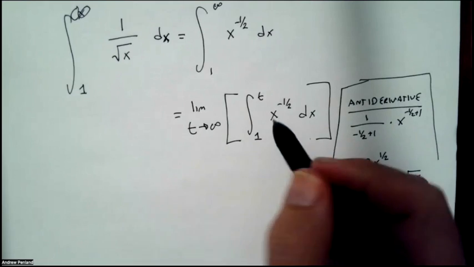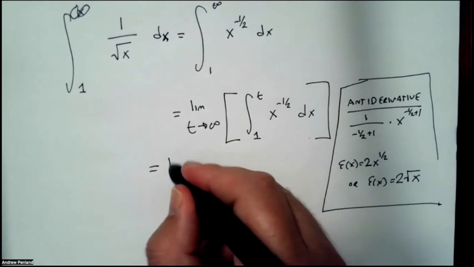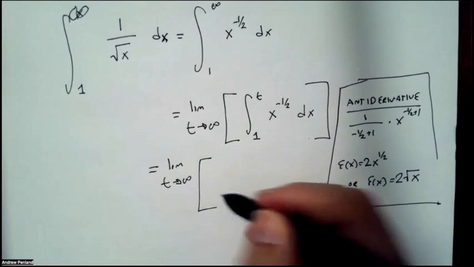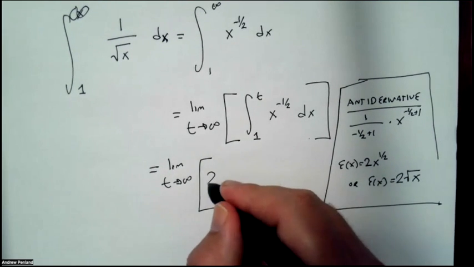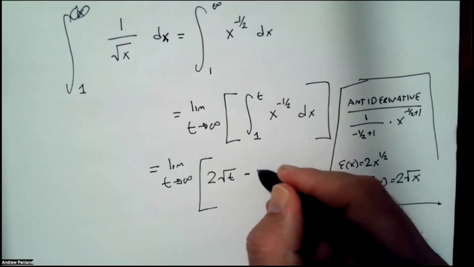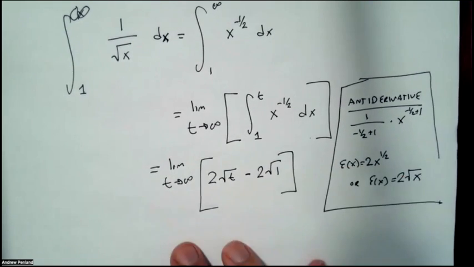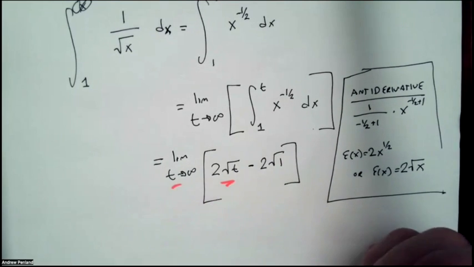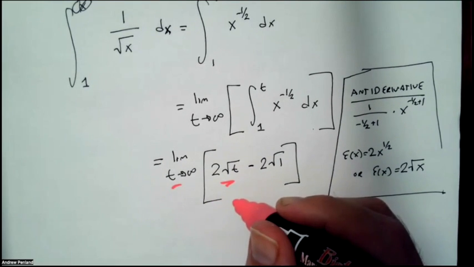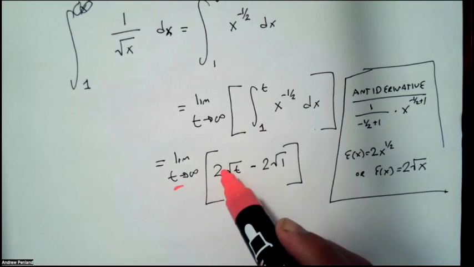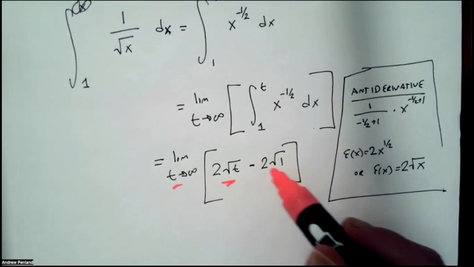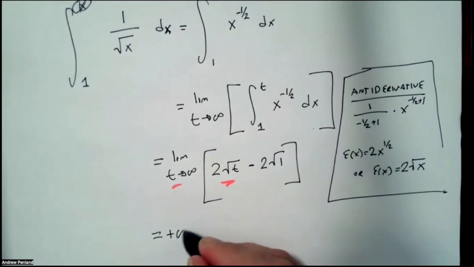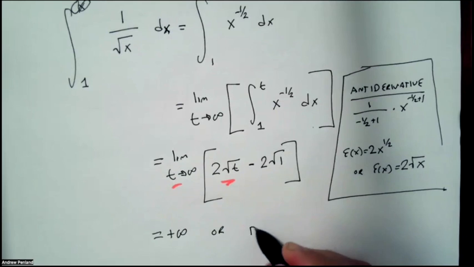So then when I look at this, I can rewrite this expression. Now I'm still taking the limit as t approaches infinity. I can rewrite this expression as the limit as t approaches infinity, and I'm going to plug in my bounds, of 2 square root of t minus 2 square root of 1. So what happens with this expression, 2 square root of t, as t goes to infinity? It keeps getting bigger and bigger and bigger. So this expression becomes positive infinity. This expression just stays as 2. And so the final answer would either be written as positive infinity, or we would say it diverges.